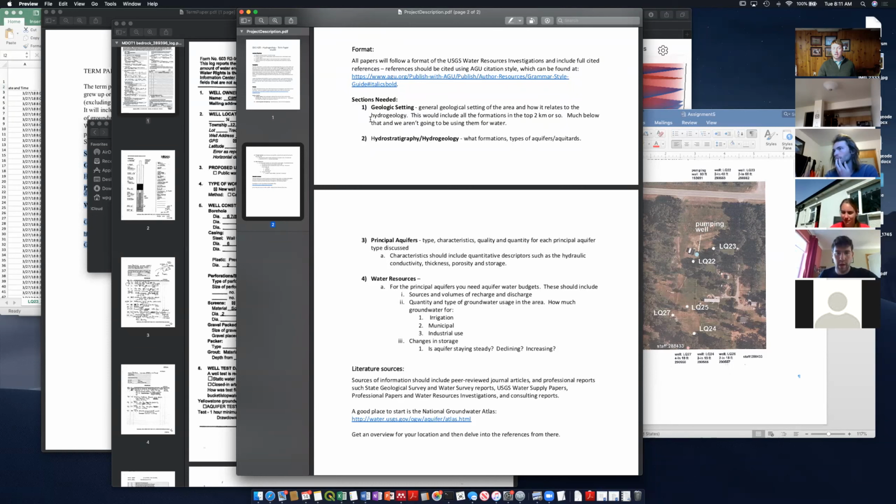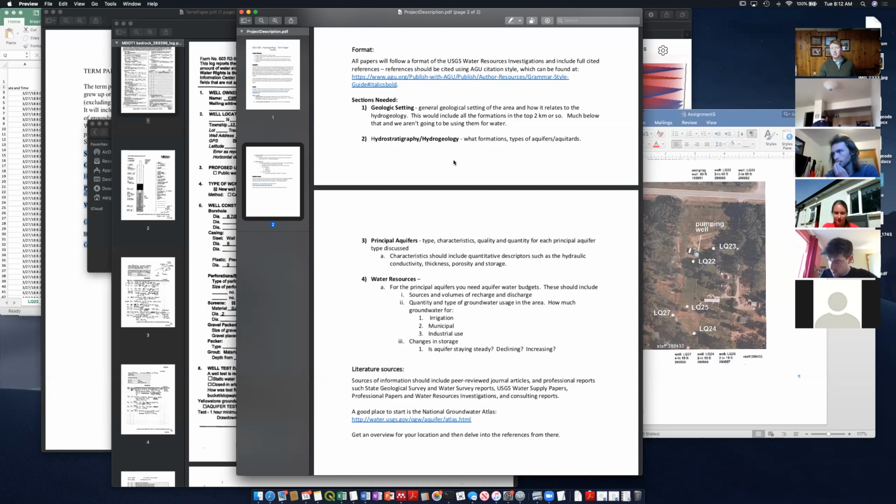So geologic setting, enough so that we understand this next section, and that is the hydrostratigraphy or the hydrogeology. So this is essentially, what are the major formations in the area, the major aquifers, and confining units? So at the end of this section, we should know what the geologic structure of the area looks like, and what the major aquifers and confining units are.